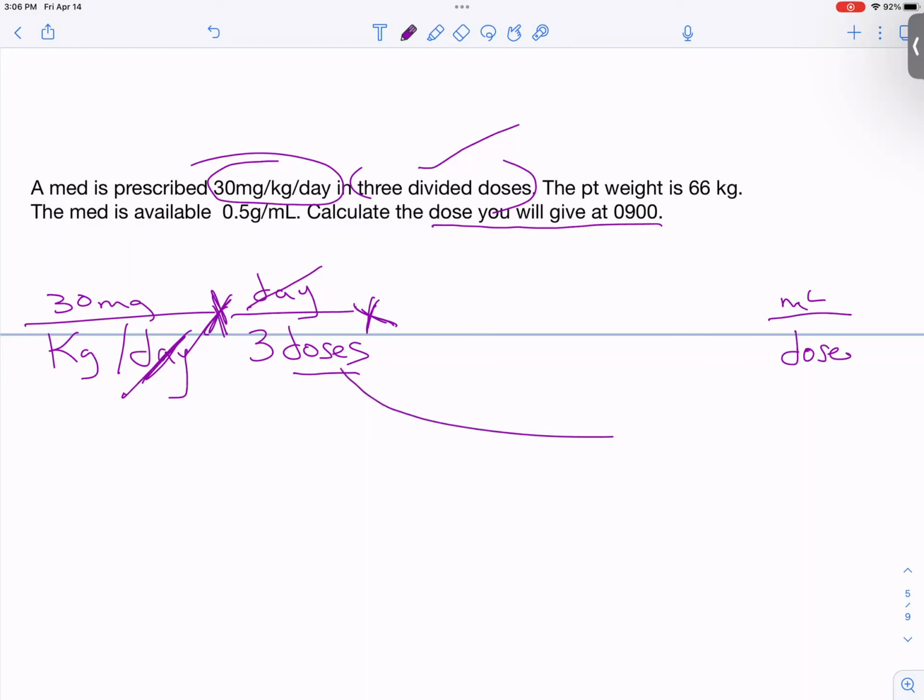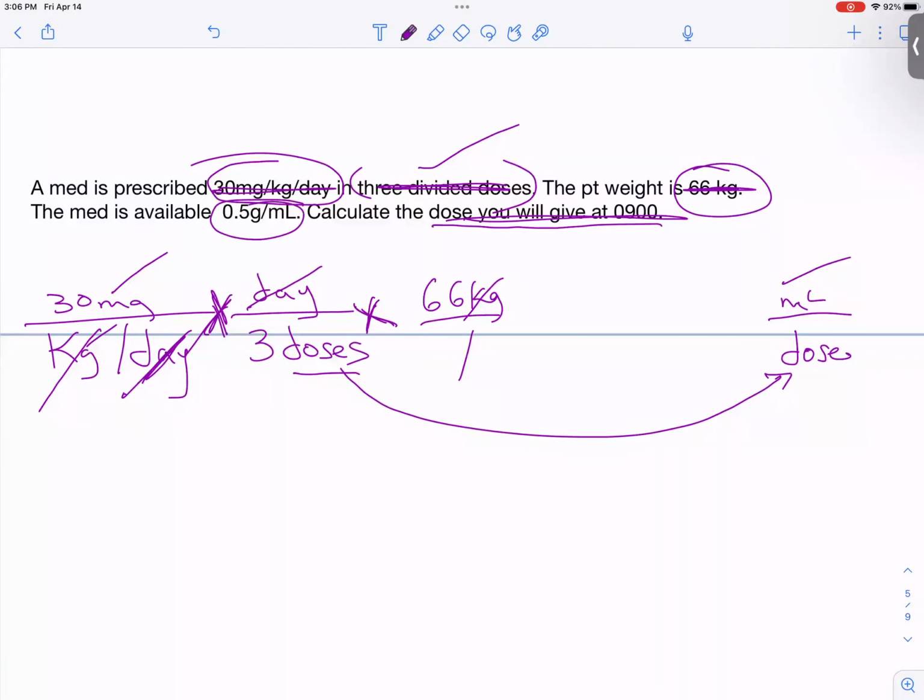So now I have the word dose. So now I can continue to eliminate. Now, how do I get rid of kilograms? Because I don't need kilograms. I used in my problem 66 kilograms over 1. That gets rid of kilograms. So now I have to get rid of milligrams and find milliliters. Well, I go to my problem. I've used this. I've used this. I know the time. All right. I've used this and I have this I haven't used. And it's in grams. I need to change milligrams to grams. 1 gram is 1,000 milligrams. That gets rid of my milligrams. Now, how do I get rid of grams? 0.5 grams per 1 ml.